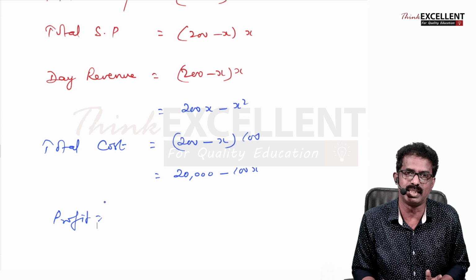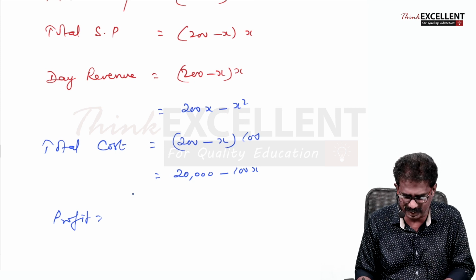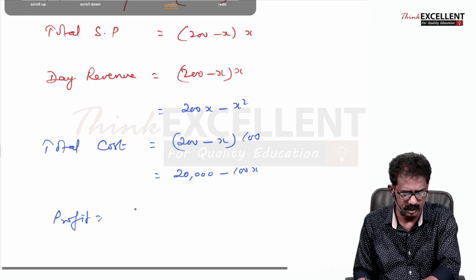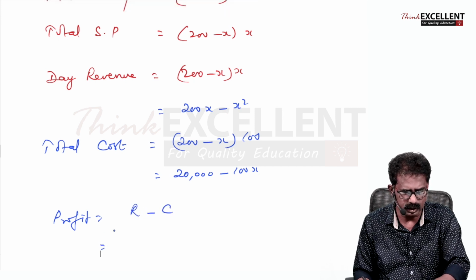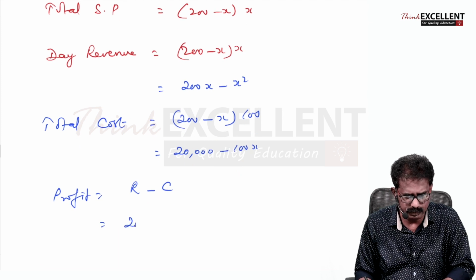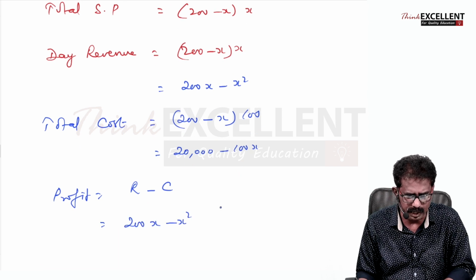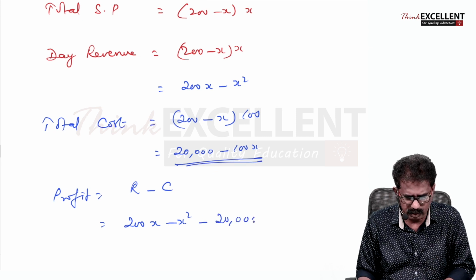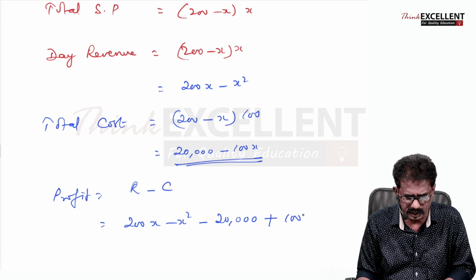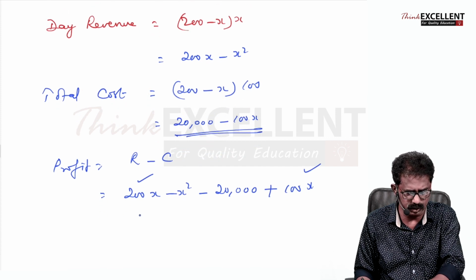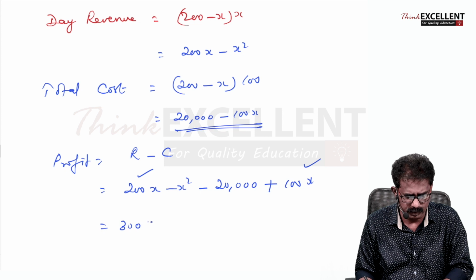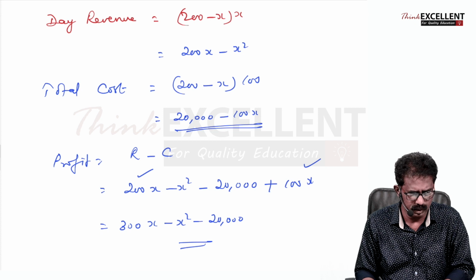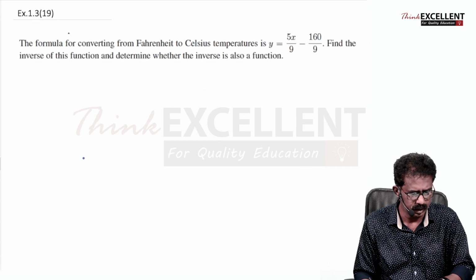The formula for profit, SP minus CP. You would have studied in the lower classes, right? Selling price minus cost price. Or you can say revenue minus cost. What's the total revenue? 200x minus x square. Minus of cost. Minus of this, so change the sign. Minus 20,000, minus minus becomes plus 100x. Like terms, positive terms written first. So 300x minus x square minus 20,000. Okay, that's all. Now let's go for the next question.